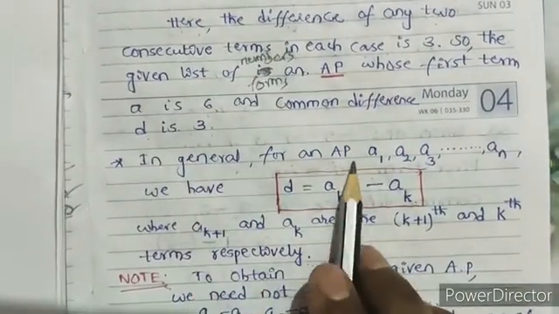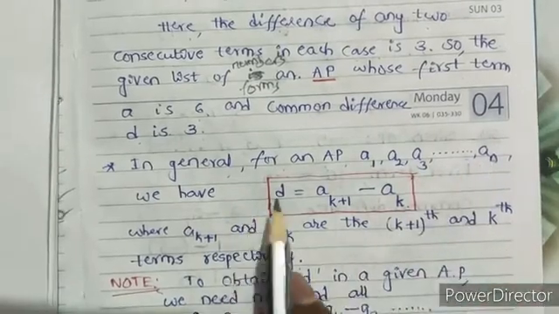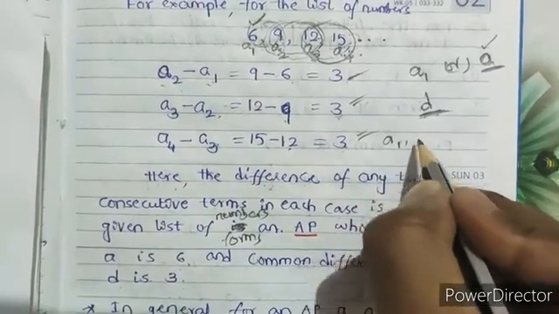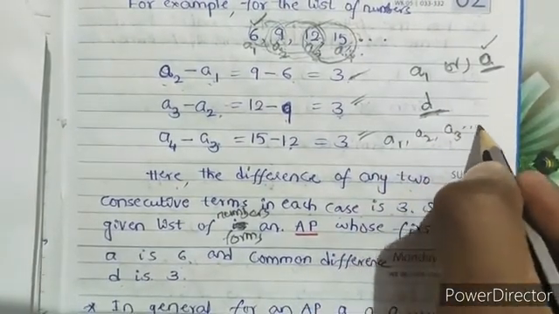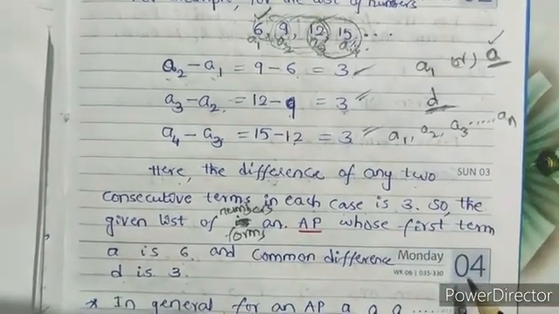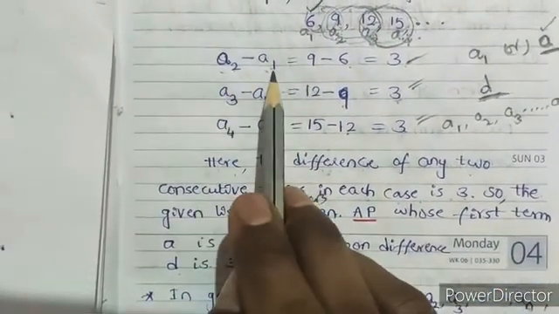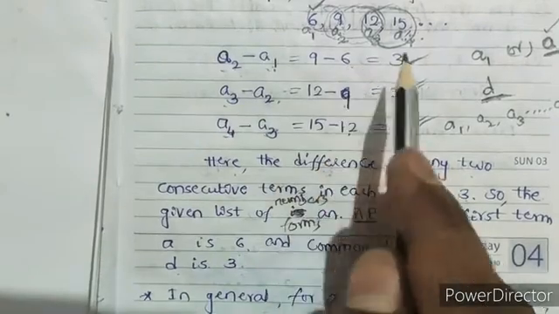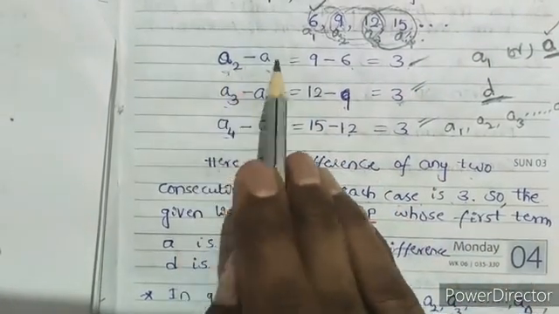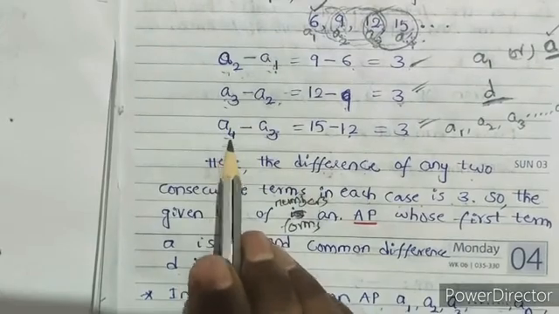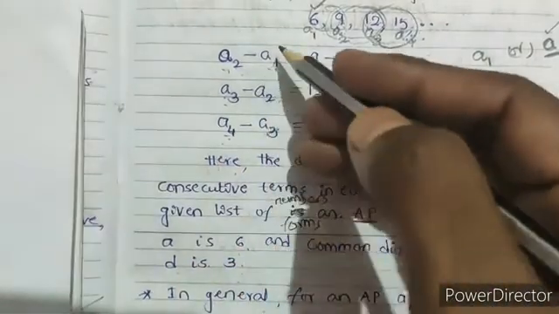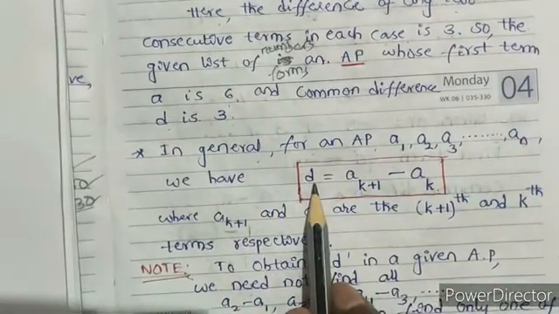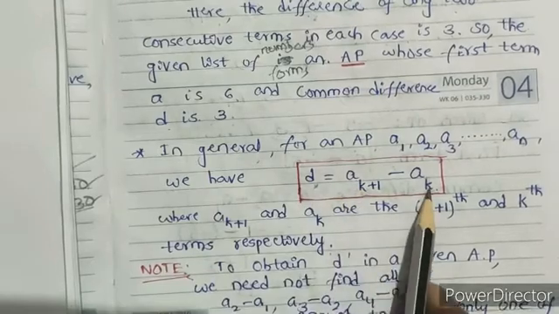In general, for an AP, A1, A2, A3 and so on, if you represent the list of numbers as A1, A2, A3 and likewise up to AN, and you select the common difference, you are getting A2 minus A1, A3 minus A2, A4 minus A3. In an AP, all these values are equal to one fixed number. So we can tell that A2 minus A1 is equal to A3 minus A2 is equal to A4 minus A3. So instead of writing all this, we will generalize the common difference formula. D is equal to AK plus 1 minus AK.